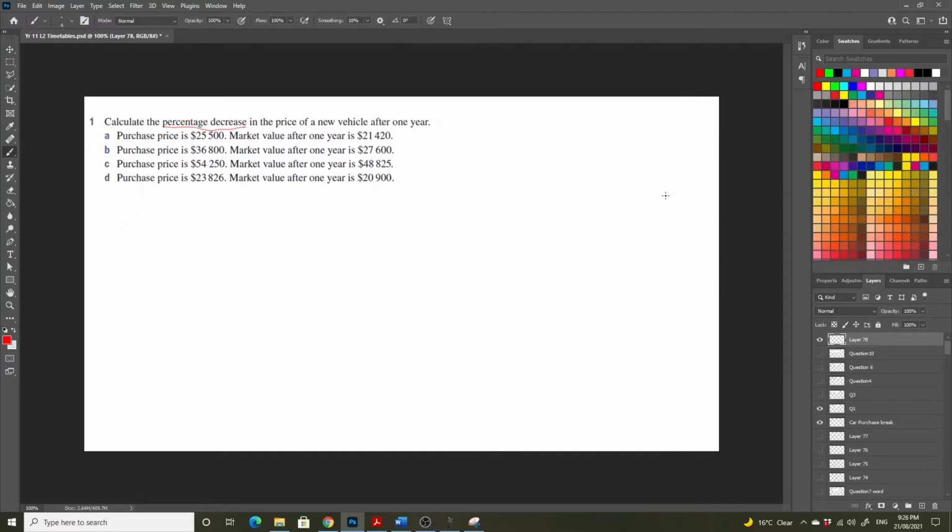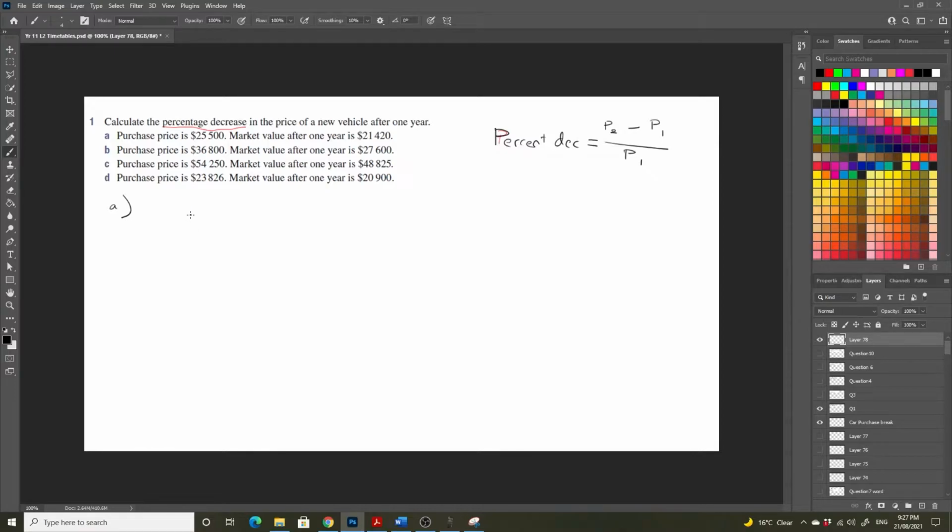Okay, so we can calculate the percentage decrease. Percent decrease is going to be equal to our price at time 2 less our price at time 1, divided by our price at time 1. So our price after 1 year, price 2, minus our price initially, which is our price at time 1, divided by our price at time 1. So let's look at A and see if we can implement this formula.